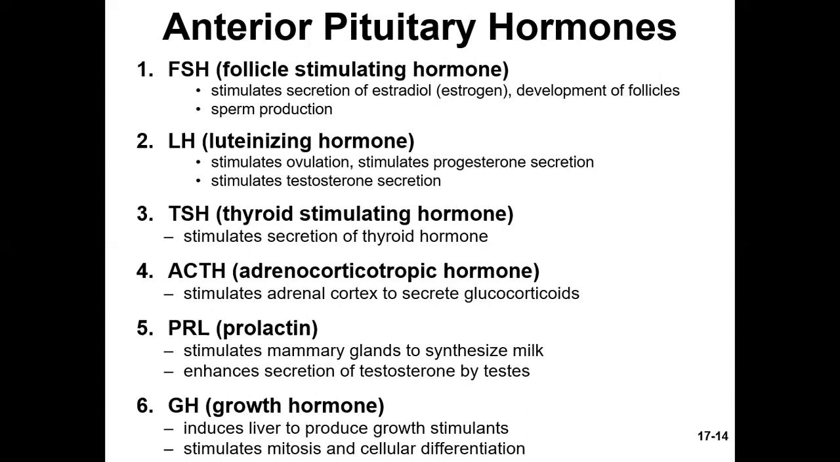Thyroid stimulating hormone stimulates the secretion of thyroid hormone. Adrenocorticotrophic hormone, or ACTH, will stimulate the adrenal glands to secrete glucocorticoids. Prolactin stimulates the mammary glands to synthesize milk and enhances secretion of testosterone by the testes. Worthy of notation here, but I'll say it again later, prolactin is responsible for the synthesis of milk, not the ejection of milk, and they are two different things.